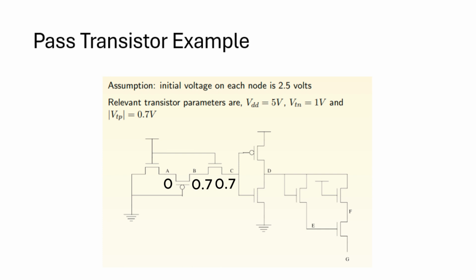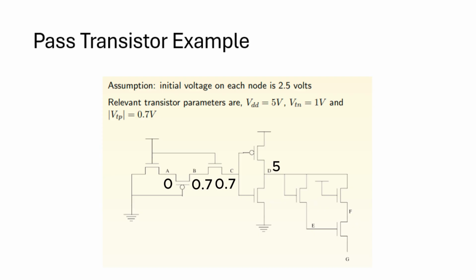The next node under observation is D, which is connected to the output of a CMOS inverter. As we know, in a CMOS inverter, either the pull-up network or the pull-down network will turn on. In this case, because the input is at 0.7 volts, the turning on condition for a PMOS transistor is that it should be less than or equal to 0.7 volts, and for an NMOS transistor it should be greater than or equal to 1 volt. So the PMOS transistor will be turned on and NMOS will be turned off. So the output will have VDD, which is 5 volts in this case. So D will have 5 volts.